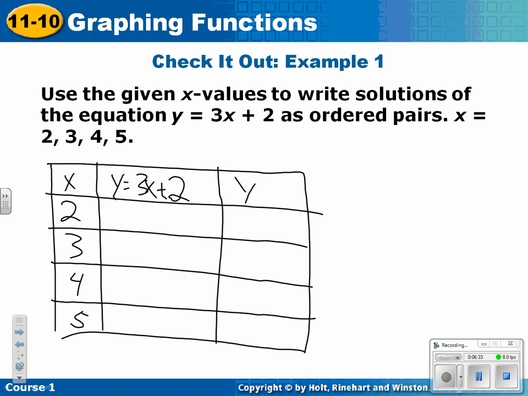Okay. Now let's start plugging it in. When x is 2, what is y? Kevin. 8. So we take 2, plug it in there. So we have 3 times 2, which is 6, plus 2 is 8. When x is 3, what is y? Lacey. 11. When x is 4, what is y? Marissa. 14. And when x is 5, what is y? Gracie. 17. Okay.